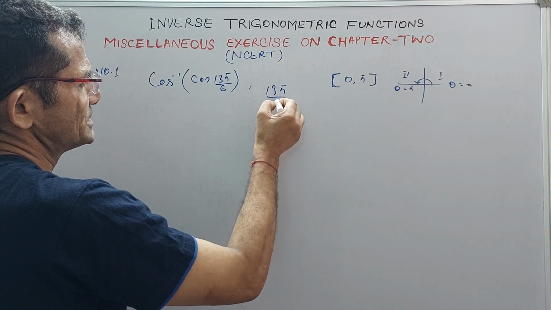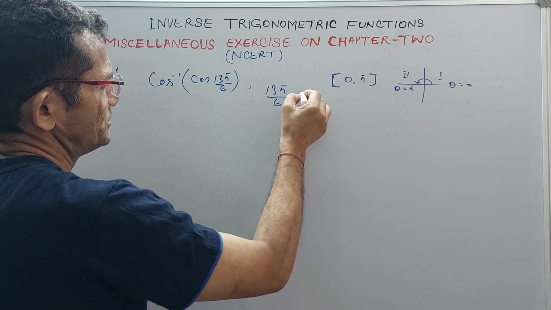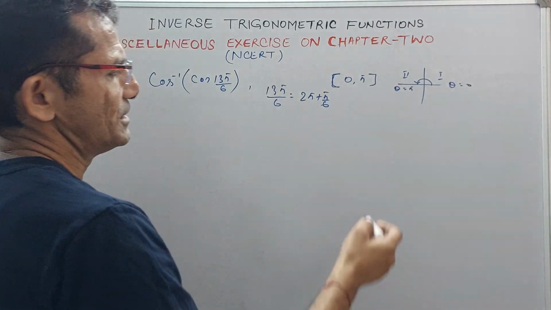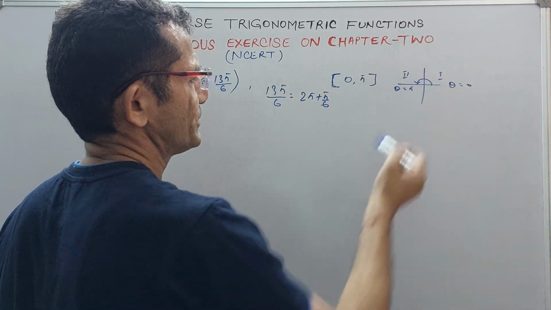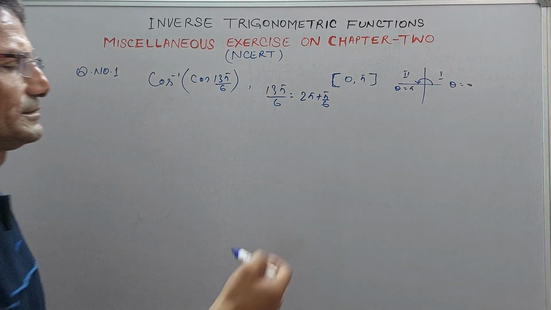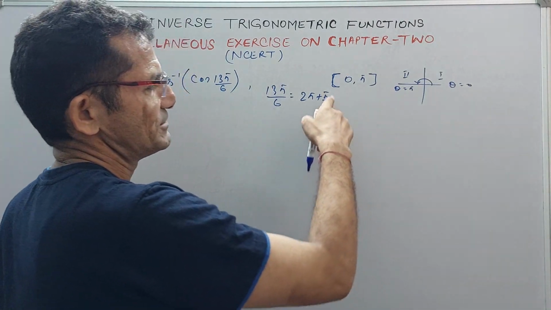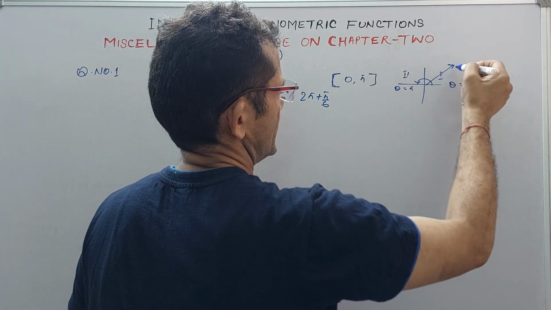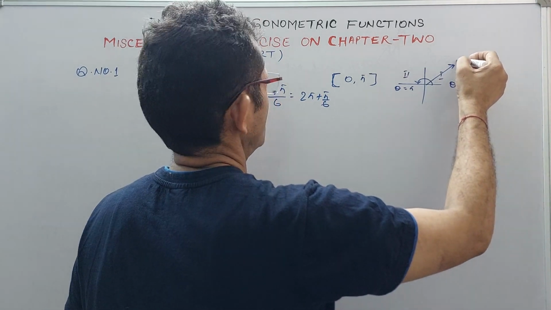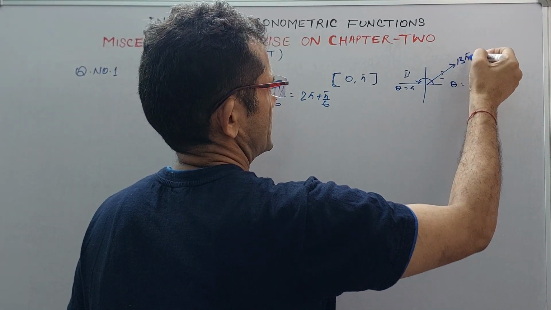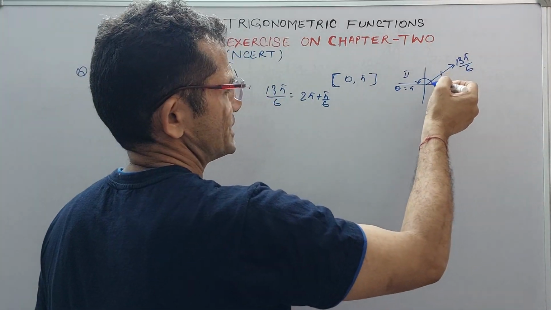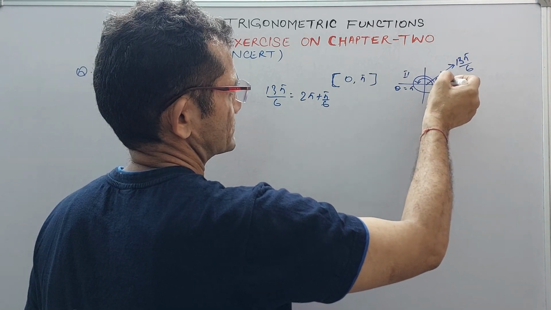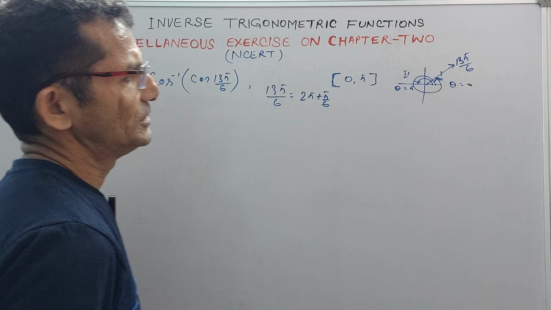So here if I consider 13 pi by 6, 13 pi by 6 is the angle more than 2 pi plus pi by 6. One complete rotation would be 2 pi, and here more than 2 pi means pi by 6, which is 30 degrees. 30 degrees comes out in the first quadrant. For this question the angle is 13 pi divided by 6, so one complete rotation starts from here and ends here.